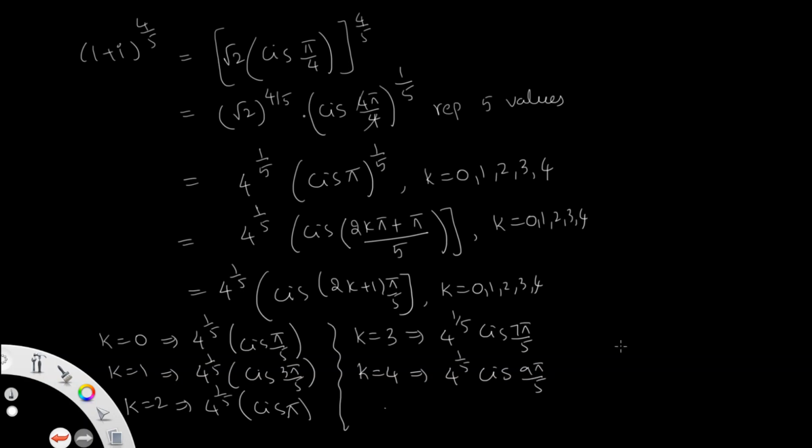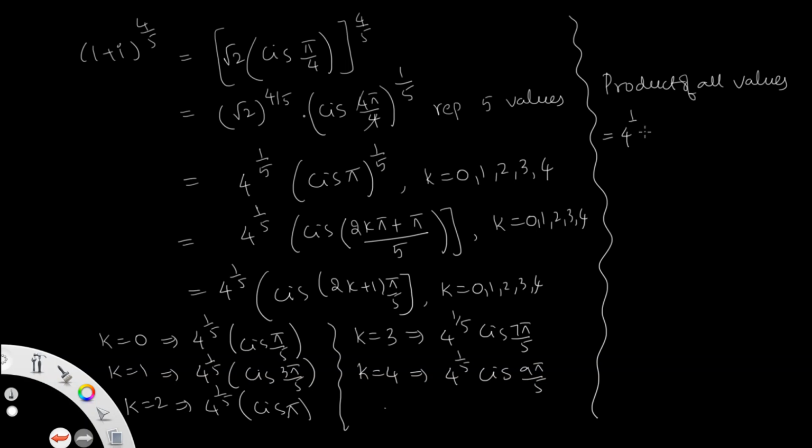Now in the question it is given the product of all values. In the product, 4 to the power of 1 by 5 is common. Then you get cis of pi by 5 plus 3 pi by 5 plus cis alpha into cis beta into cis gamma into 1. So cis alpha into cis beta is nothing but cis of alpha plus beta. That's why I am adding all those angles: pi by 5 plus 3 pi by 5 plus pi plus 7 pi by 5 plus 9 pi by 5.